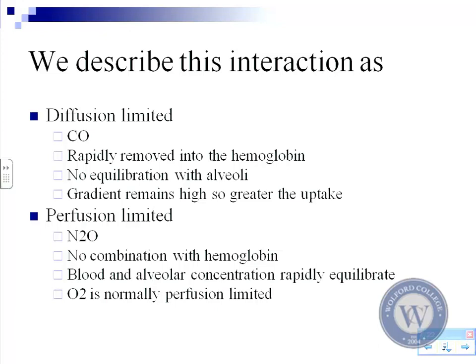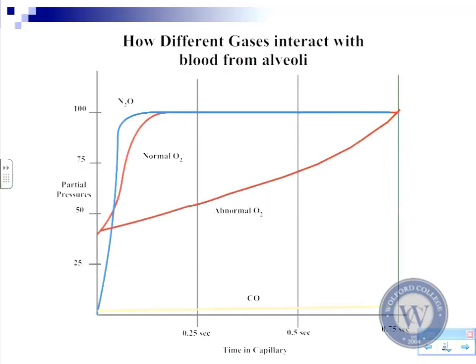So what's important for that is how much uptake is going to be up to blood flow, since blood and alveolar concentration rapidly equilibrate. So oxygen is normally perfusion limited, just like nitrous oxide. Because if you look at the curves, nitrous oxide and oxygen are very similar. They're on top of each other. So they're going to be more perfusion limited, which means that, here's what I'm trying to tell you. If I slow down my perfusion to the lung, what's going to happen to my uptake of nitrous oxide? It's going to go down. And also my uptake of oxygen is also going to go down.